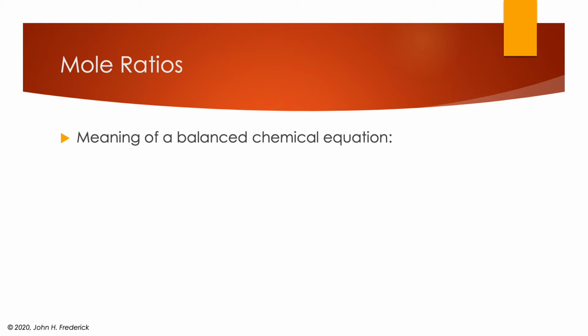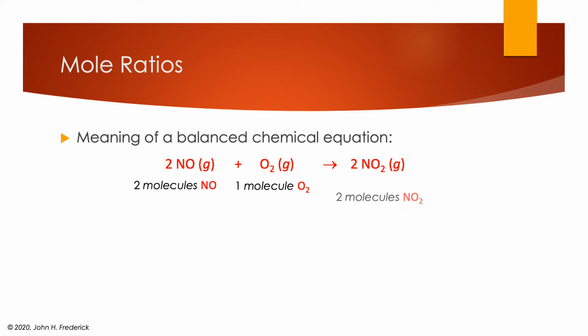So let's step back and look at the balanced chemical equation again, and I want to talk a little bit about what it means. Here's an equation that we balanced in an earlier video: 2NO reacting with oxygen molecules to make 2NO2. One way we can interpret this is to say that 2 molecules of NO react with 1 molecule of O2, and it generates 2 molecules of NO2. That would be perfectly correct, and that is one way you can interpret this.